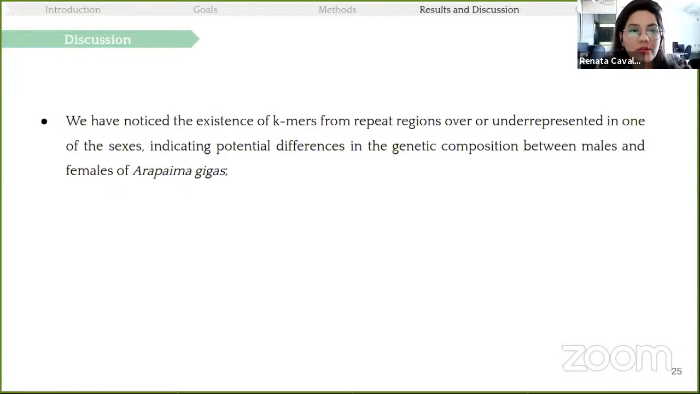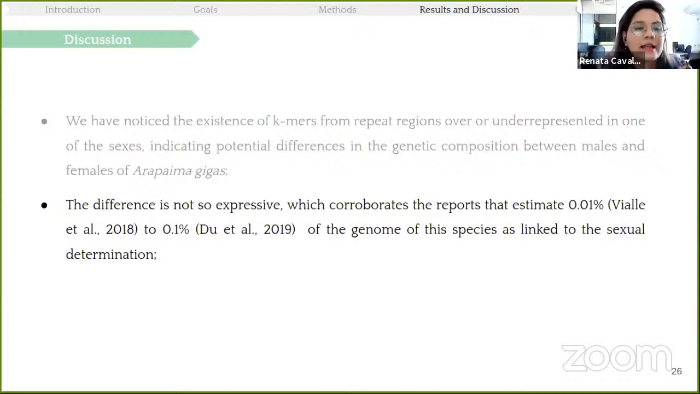So we have noticed the excess of K-mers from repeated regions over- or underrepresented in one of the sexes, which indicates potential differences in the genetic composition between males and females of Arapaima gigas. The difference is not so expressive, and this corroborates the previous reports that estimate 0.01 to 0.1% of the genome of Arapaima gigas is linked to sex determination.